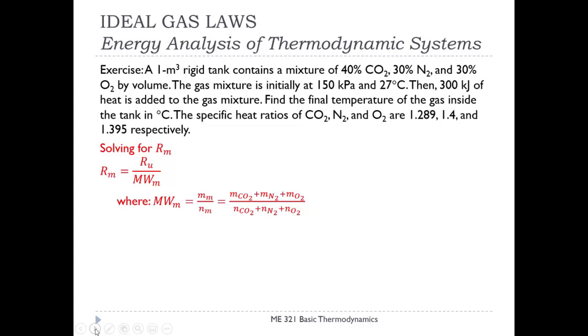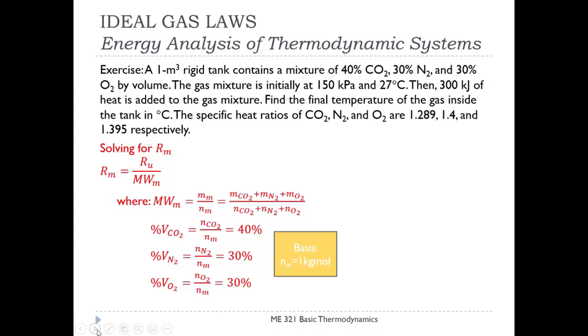Now, to compute for the number of moles of each individual gas, we use the concept of Amagat's law, which states that the volumetric ratio of the gas in a mixture is equal to its molar ratio. Therefore, if we set the total number of moles of the mixture to be 1 kilogram mole, we can now find the number of moles of each individual gas in the mixture.